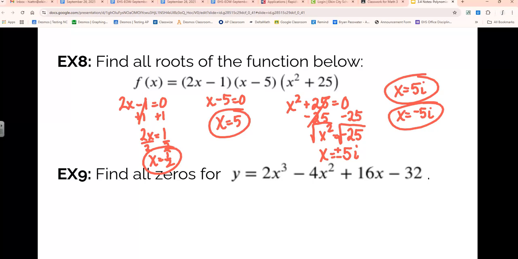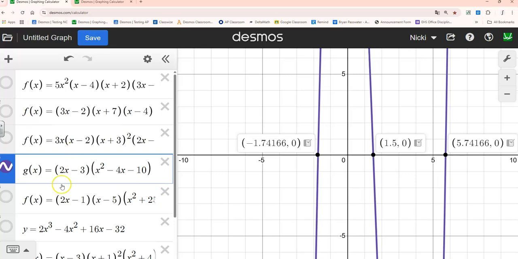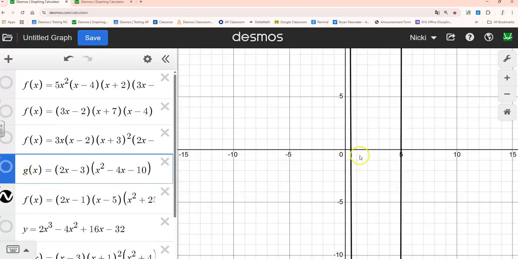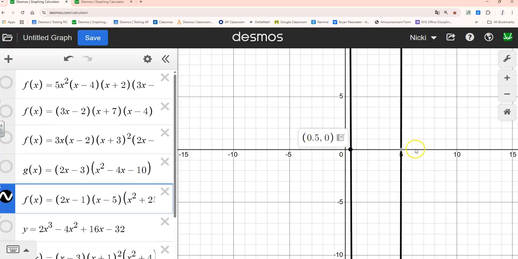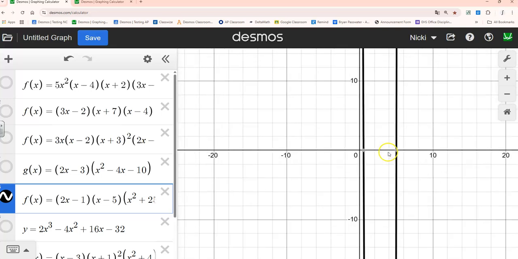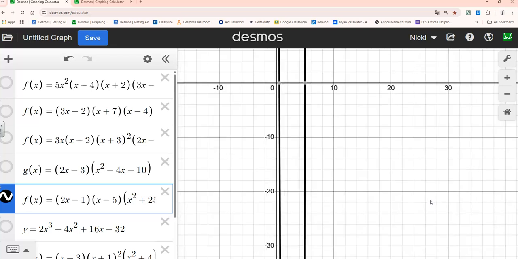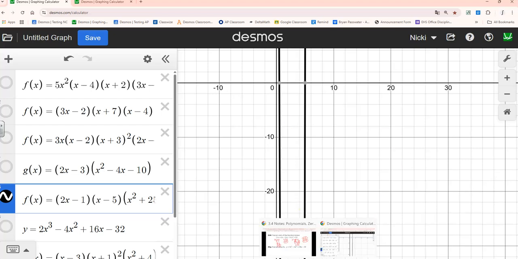Now, if we want to look at this one on the graph, we do have to be able to do some of this by hand, because over here I have already graphed that function. So let me pull that up. It's this one right here. And if we look, we have zeros here at 0.5 and at 5, which were the two real zeros that we found. But even if you zoom out, there's no other roots for that function. And that is because those roots are imaginary and they can only be found by doing this by hand. So that's why it's important for us to know both ways here.